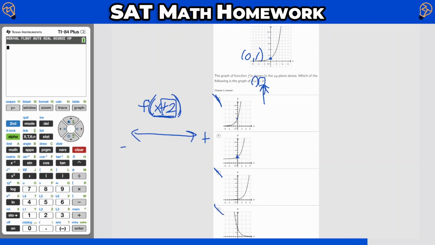Now, another way you could have done it: this value at the end is the horizontal asymptote. So in the original function, it was y equals 0, which is basically the x-axis. By putting a plus 2, it shifted it up 2, so now the new horizontal asymptote is y equals 2. Either way, we get B.